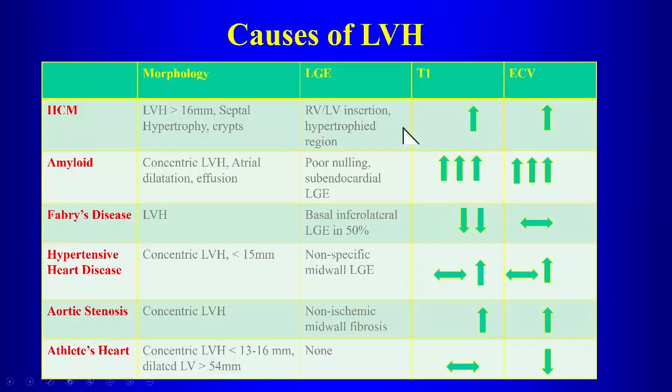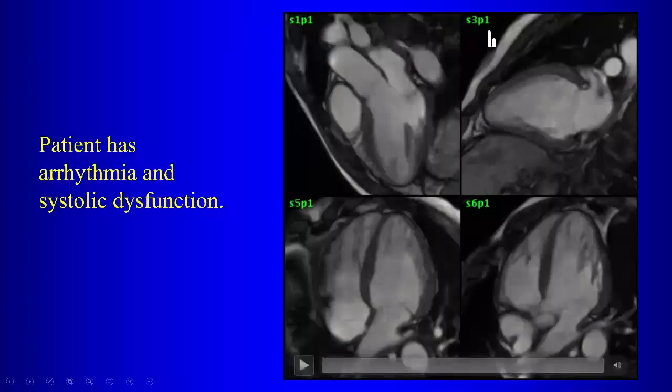All right, so let's not worry about this part here, but here's a nice differential for causes of left ventricular hypertrophy. So we've covered hypertrophic cardiomyopathy. Amyloid can give you left ventricular hypertrophy, Fabry's disease, hypertensive heart disease, aortic stenosis can give you left ventricular hypertrophy, and we've also talked about athlete's heart, which can be associated with mild hypertrophy of the left ventricle.